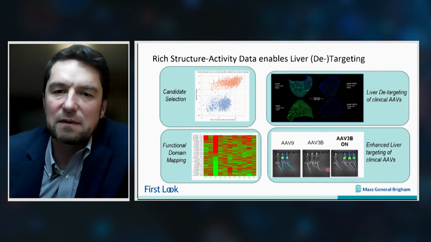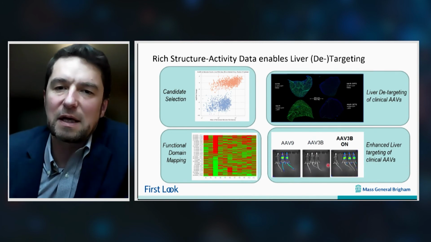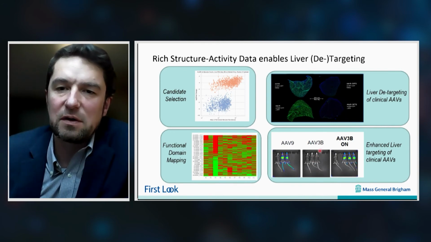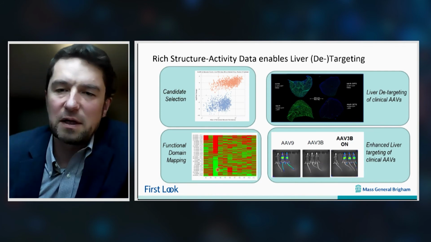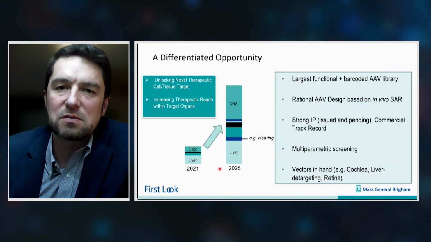And here we can take, on the opposite side, in a gain of function study, a vector like AAV3B, currently already in the clinic for hemophilia, or a similar vector that we can then further improve upon by converting this liver biology that we have observed in our screens.